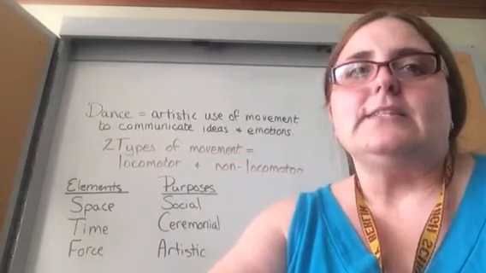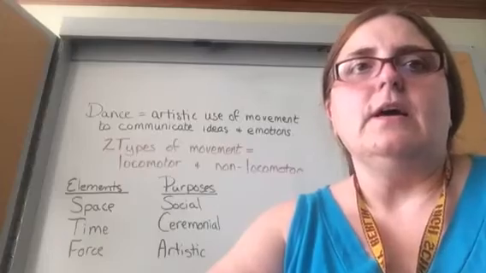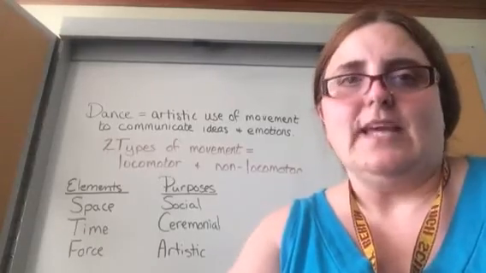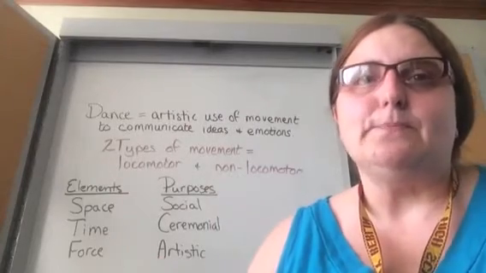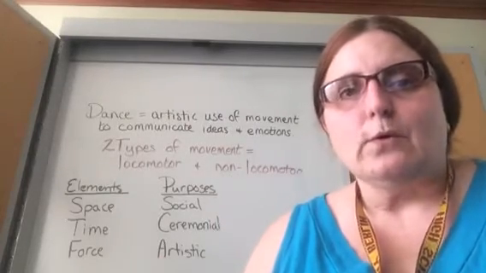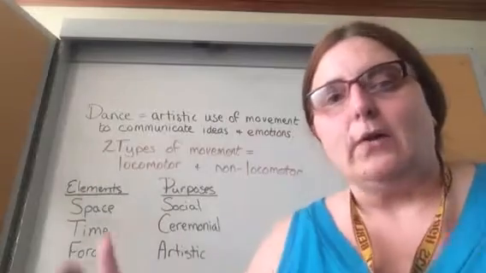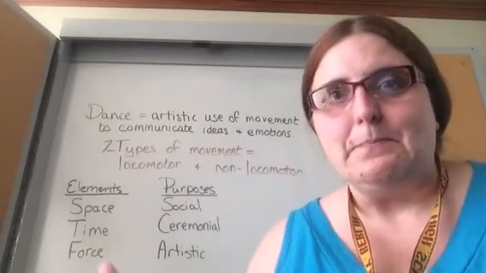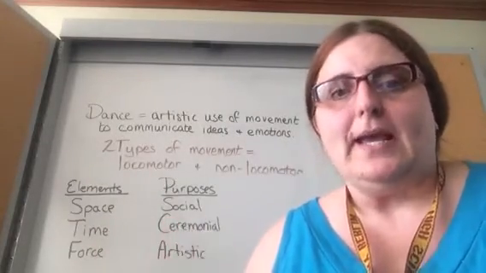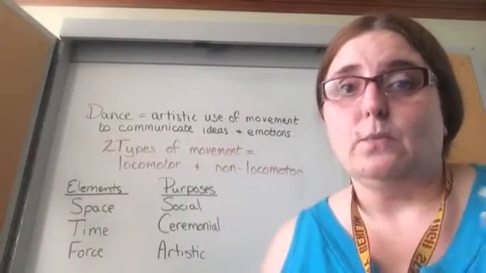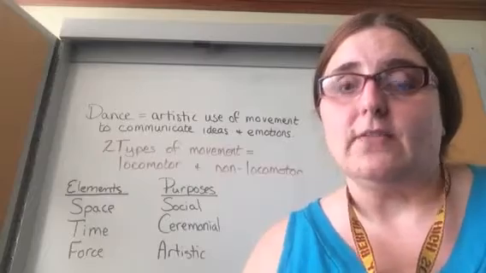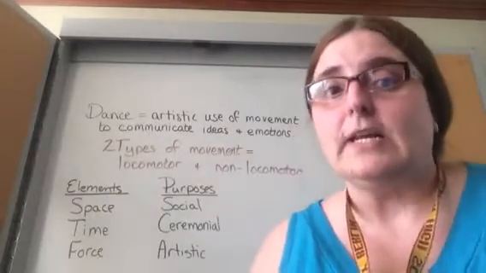Okay, let's talk about the three elements of dance now. There are three elements. The first one is space. Space refers to the physical area surrounding the dancer's body. When we talk about space, there are four components that we need to know, and I don't have these written on the board, so you'll have to listen carefully and jot these down. You can pause the video if you need to.